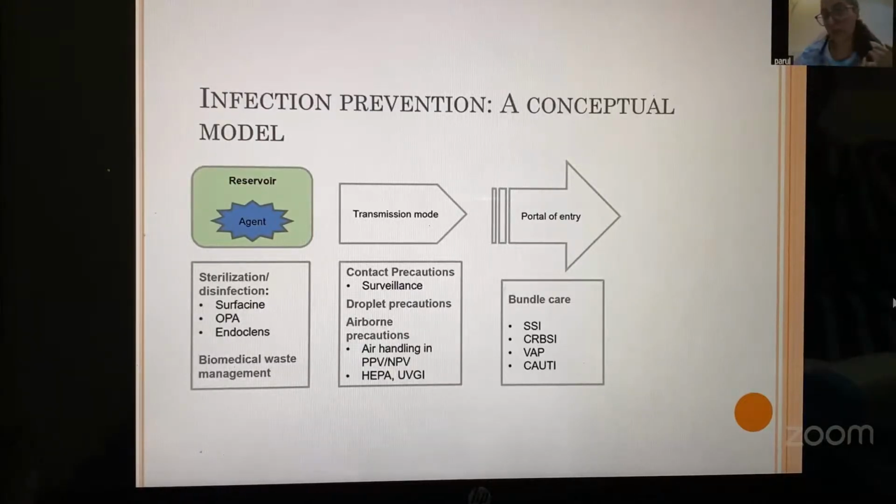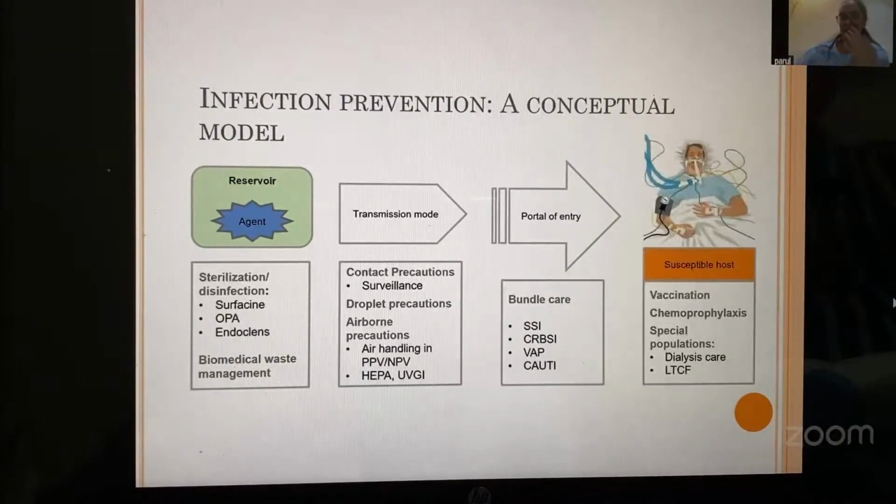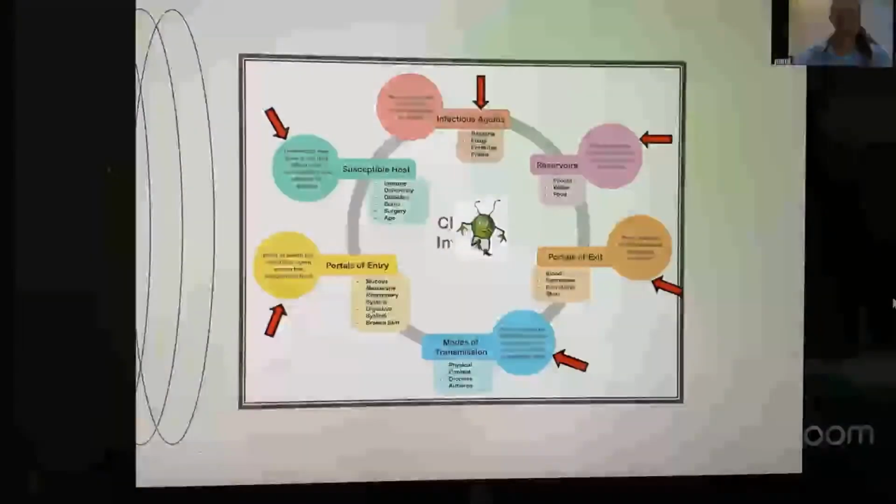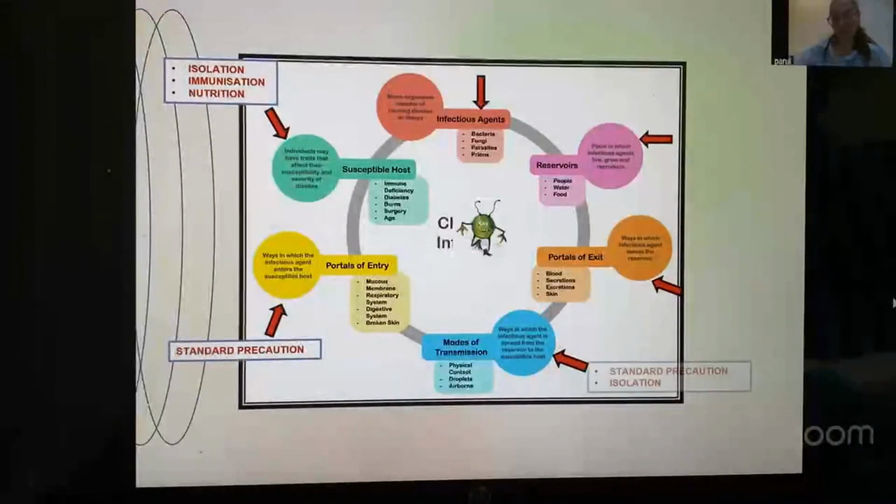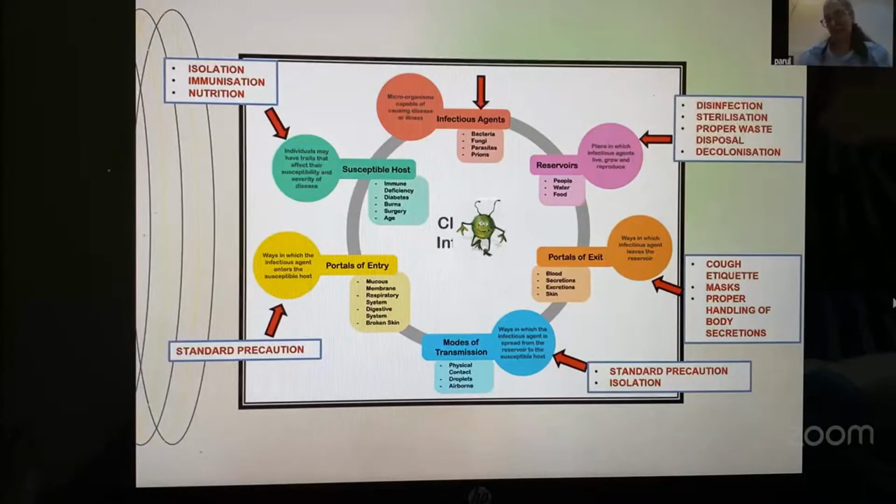The portal of entry is what we'll be focusing on the most today, which was also the previous talk: skin and soft tissue infection, catheter-related bloodstream infection, VAP bundles, and catheter-associated bloodstream infections. And as we talked about, making our host most improved in immunity by vaccination, chemoprophylaxis, and special precautions which might be required in special populations. So going over the same thing again, this is our infection control bundle which we would be discussing.